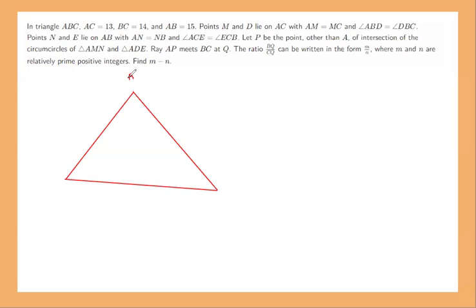So I'll say this is A, this is B, and this is C, right? So the point M lies on AC, such that AM is the same as MC, which means M is the midpoint. Okay, and since we know AC was 13, that should be 6.5, and this is 6.5.